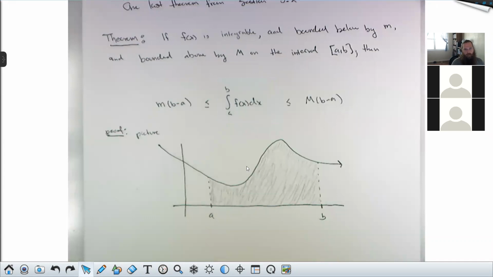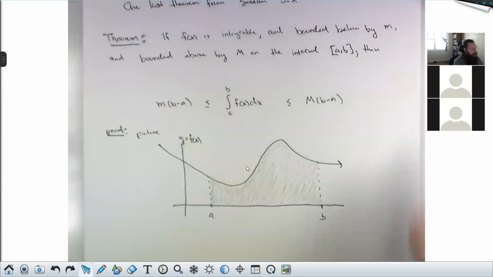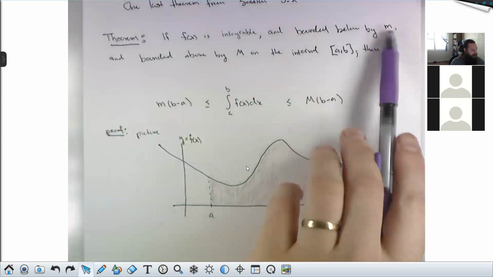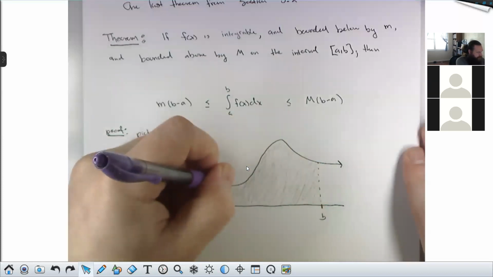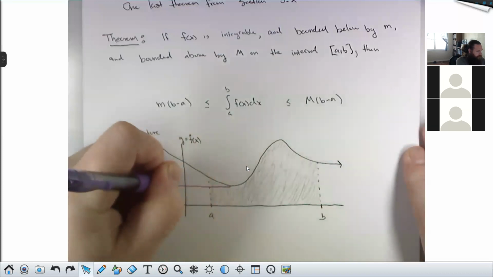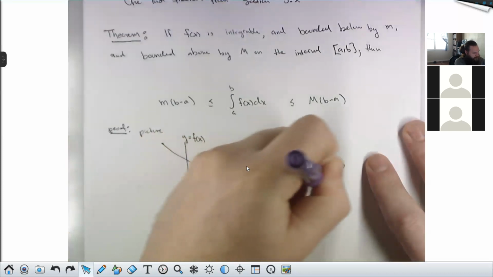The area bounded by f of x and the x-axis from a to b is the integral from a to b of f of x. What does it mean to say that f of x is bounded below by little m? It means that the graph of f of x, at least between a and b, never goes below little m. So the natural choice here would be to go for the absolute min of f of x on the interval ab.